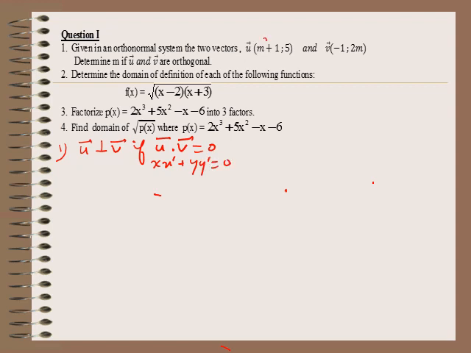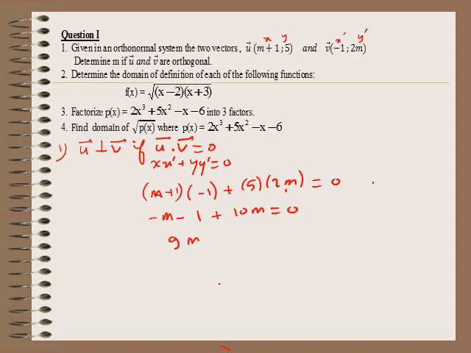So (m plus 1) times (minus 1), plus 5 times 2m equals 0. Minus m minus 1 plus 10m equals 0. So 9m equals 1, so m equals 1 over 9.